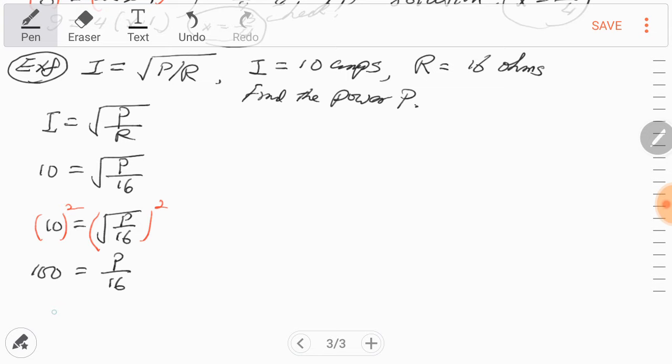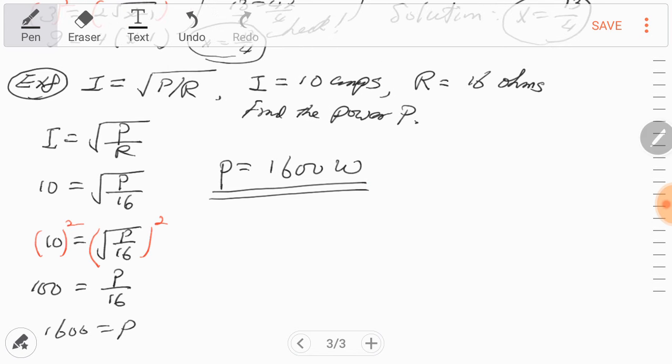Then this is equal to 1600, which is equal to P. So the P value is equal to what? 1600 watts. Okay, you can check this one. If we check this, then this is okay. Check. All right, that is fine. So the power is 1600 watts. So when you check, this is okay, no problem.